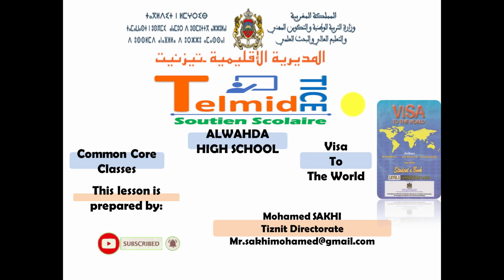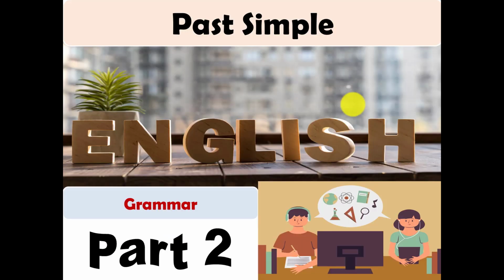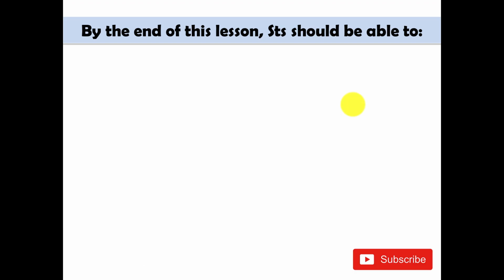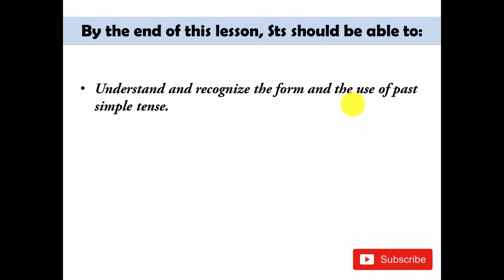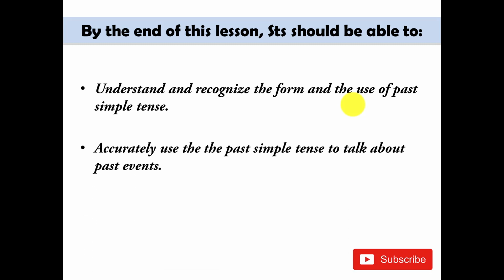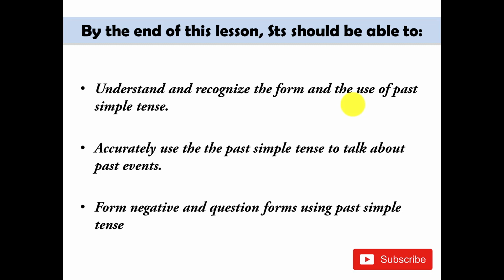In today's video we are going to continue explaining the past simple lesson, part 2. By the end of this lesson, students should be able to understand and recognize the form and the use of the past simple, accurately use the past simple tense to talk about past events, and to form negative and question forms using past simple tense. This is what we are going to focus on, to form negative and question forms.